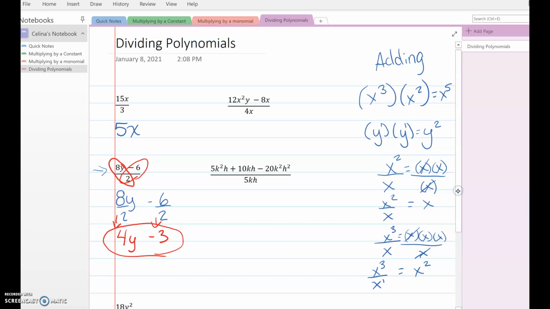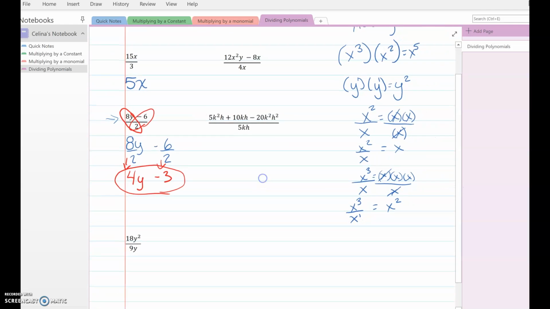So lastly, one more example of that. X to the exponent of 7 over x to the exponent of 3. We're going to subtract those exponents. 7 take away 3 is 4. So that's x to the exponent of 4.